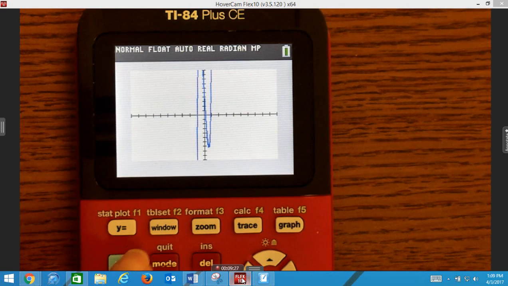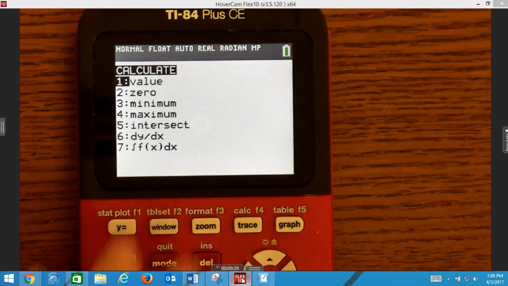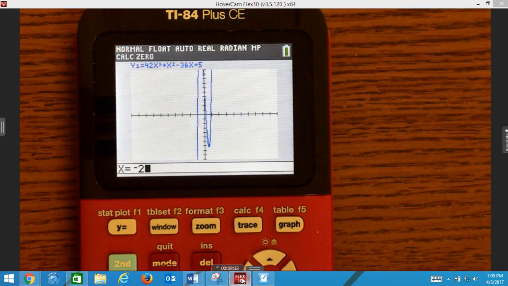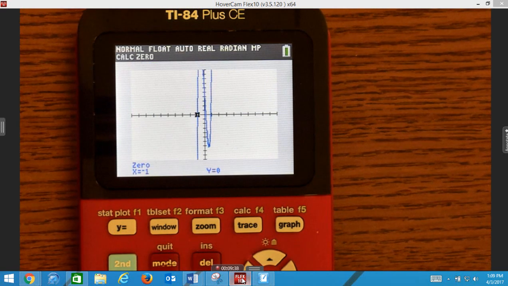So we're going to go ahead and find a 0. I'm going to hit second trace. I'm going to choose 0. And we're going to go, let's see, -2, 0, -1. And we find a 0, and it should say, yep, there is a 0 at -1.